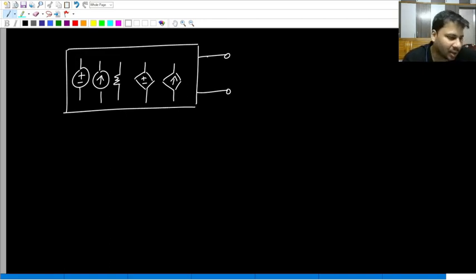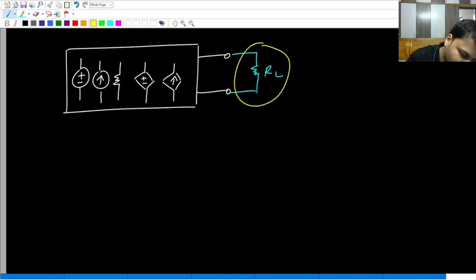So whatever current enters the box at one terminal, the same current must leave at the other terminal, which will definitely satisfy the requirement for two terminals to form a port. Anyway, let us say across this linear one port network we connect some load resistance. Now what will this load do?